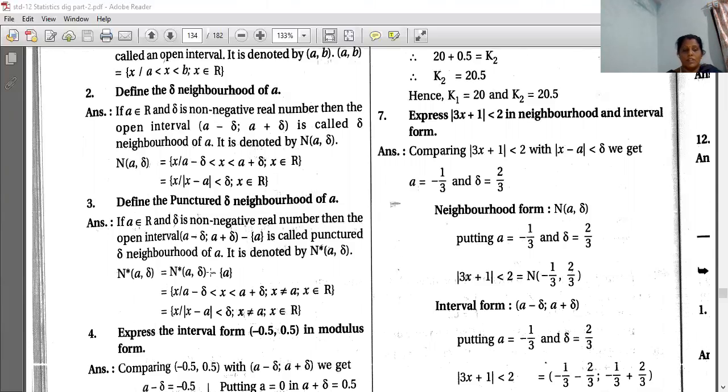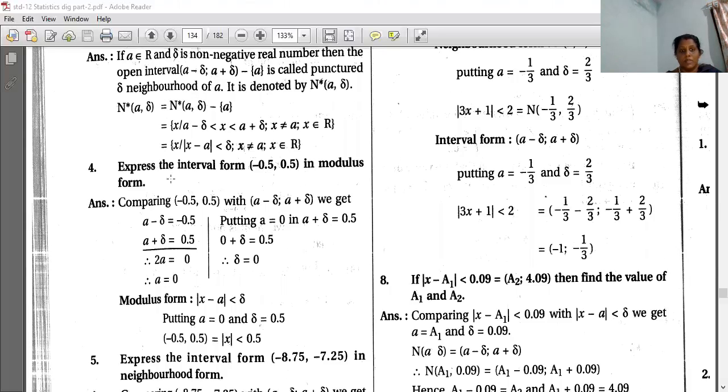Now you have to give the definition of a punctured delta neighborhood of A. If A belongs to R and delta is a non-negative real number, then the open interval A minus delta and A plus delta minus the set {A} is called a punctured delta neighborhood of A. It is denoted by N'(A, delta), right? This whole thing is called a punctured delta neighborhood of A.